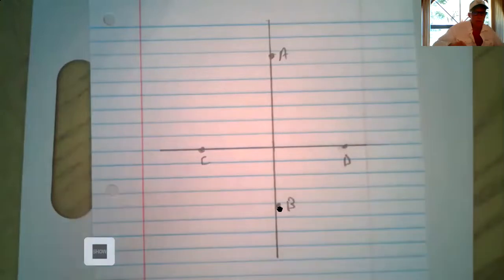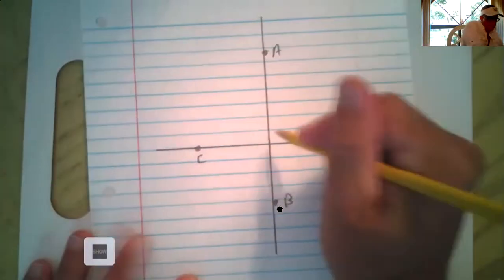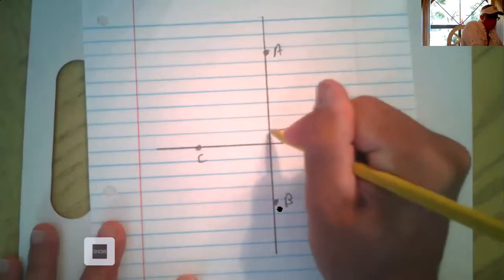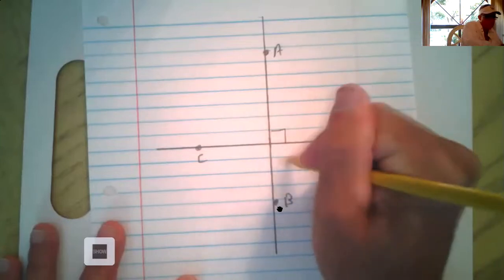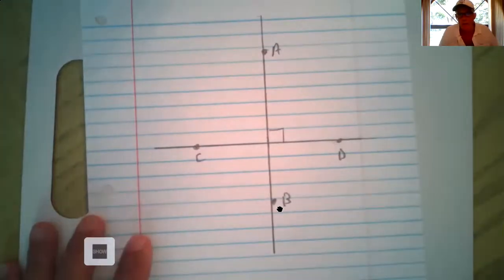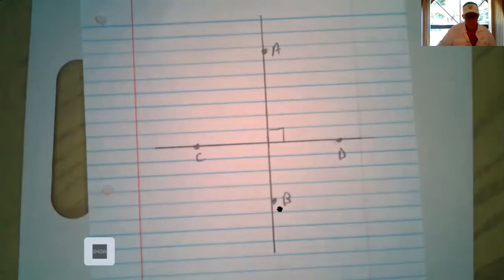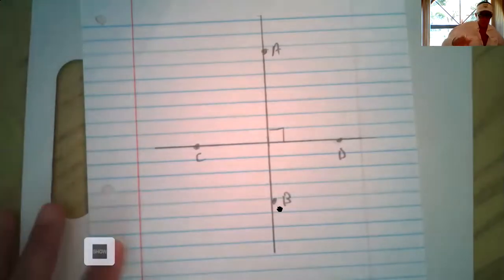Fantastic. So if they cross and they cross at a right angle, there's one right here, and I can do the same thing here, I can do the same thing here and here. If they cross at a right angle, these are called perpendicular lines. Again, perpendicular lines.